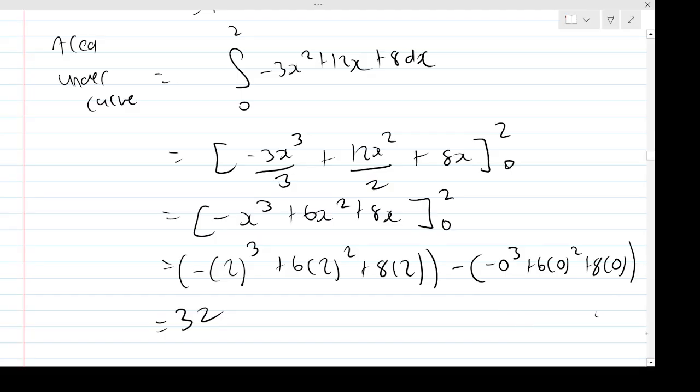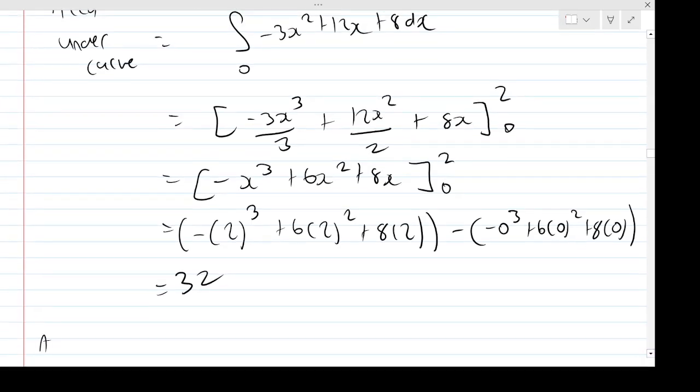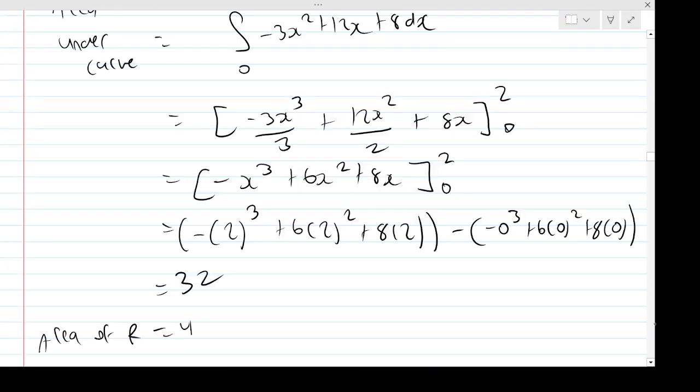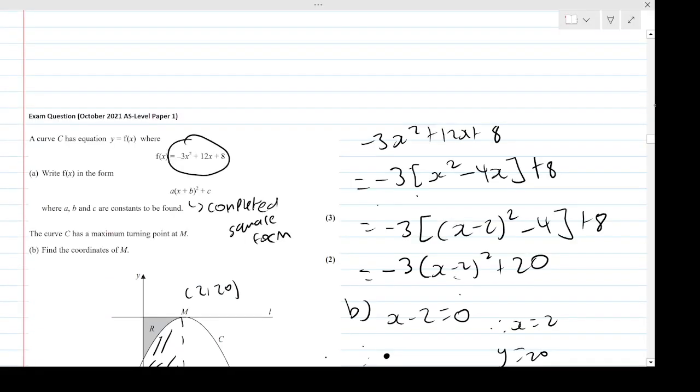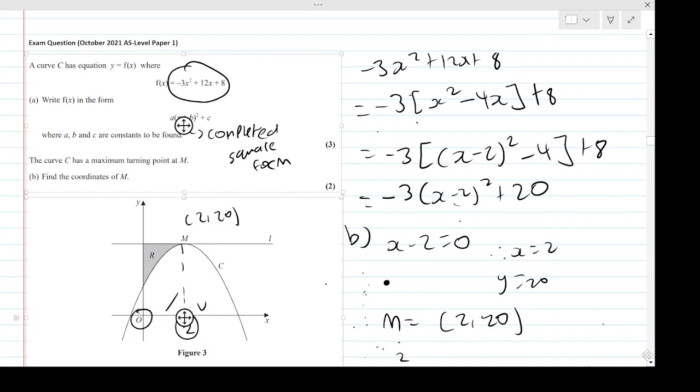Goes to 32. So therefore, the area of the region which we're interested in, that's going to be the area under the line, which was 40, take away 32 to get 8. So that leaves me with the region R there. Okay. So again, hopefully you can visualize how I found the two areas there, right?